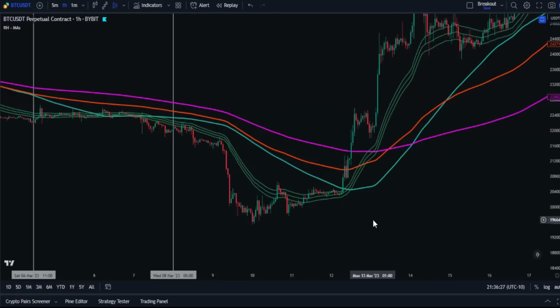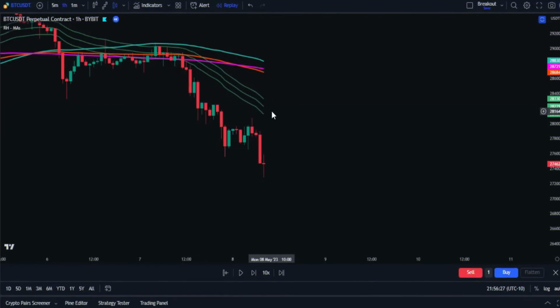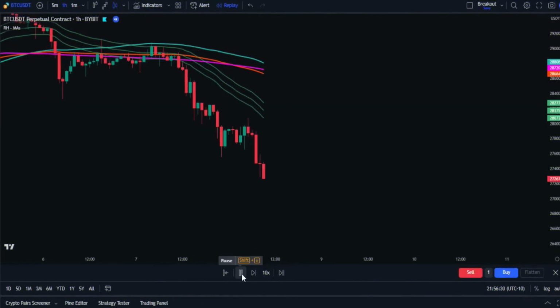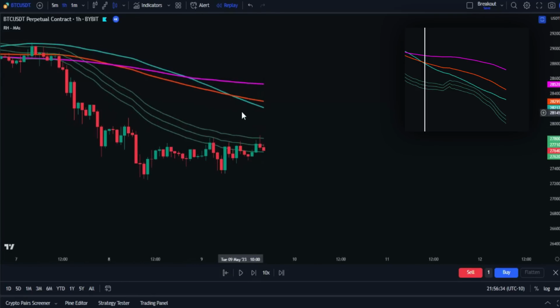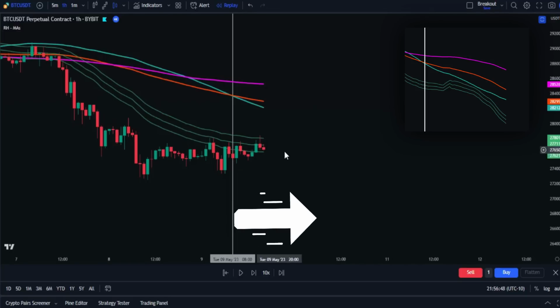It may seem a little complicated, but let's use the replay tool to understand easily. Let's say we were trading somewhere here, and we were waiting for the lines to be arranged properly. After a few candles, we see that the arrangement of the lines started in the right direction. And once we get the desired arrangement, we draw a vertical line to define our trading area. So from this vertical line, we will start searching for short positions.